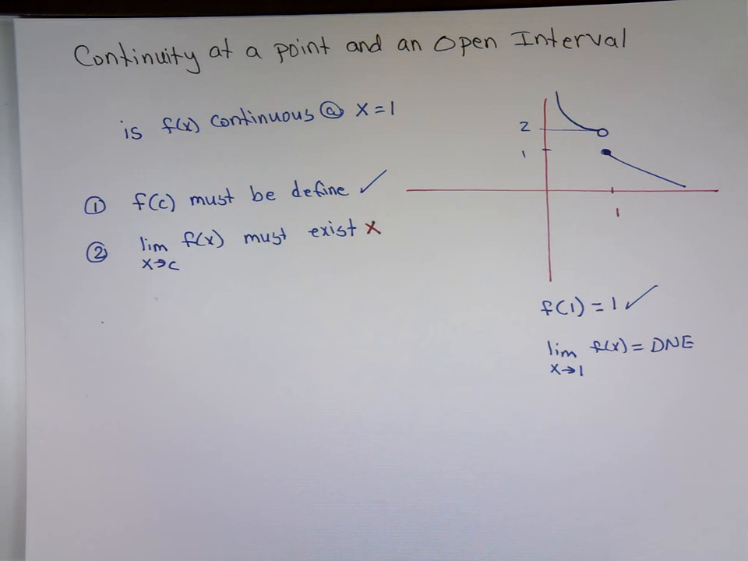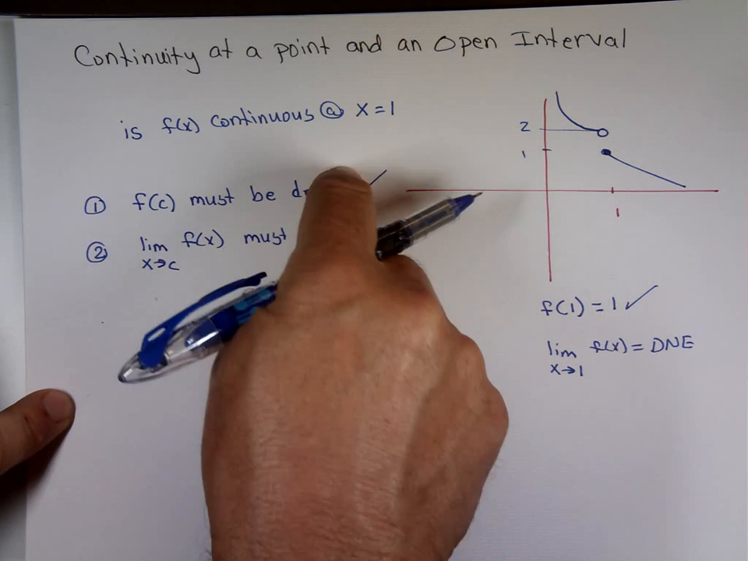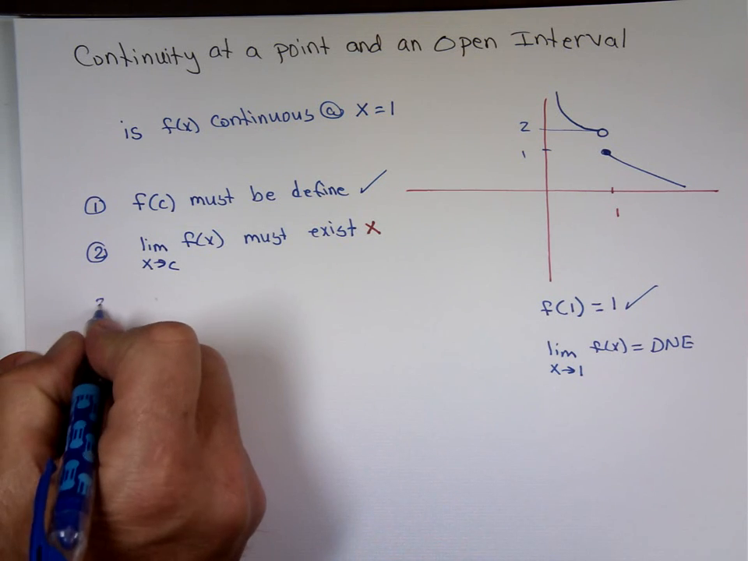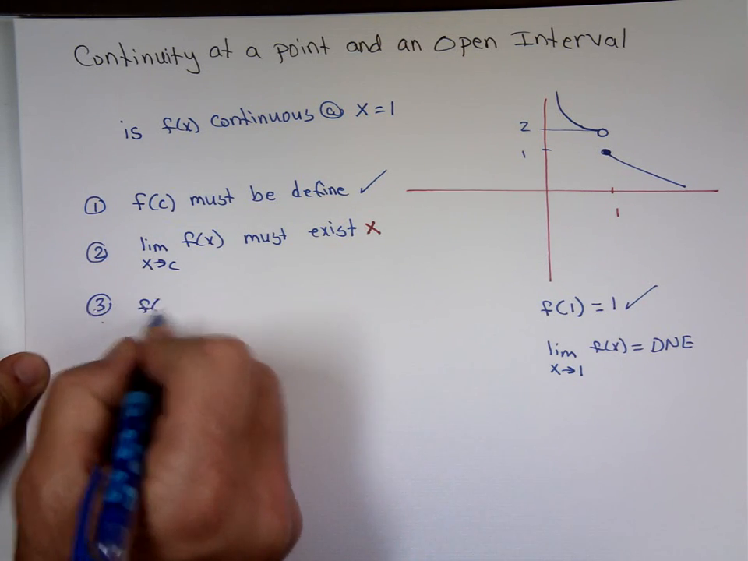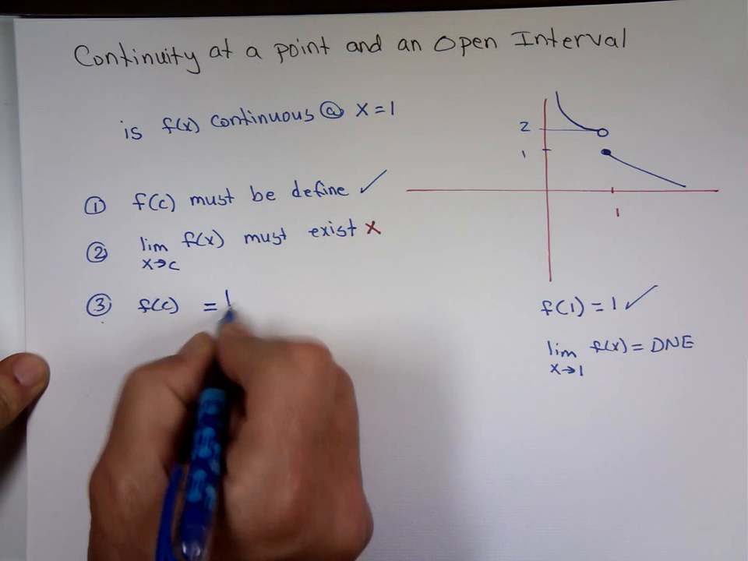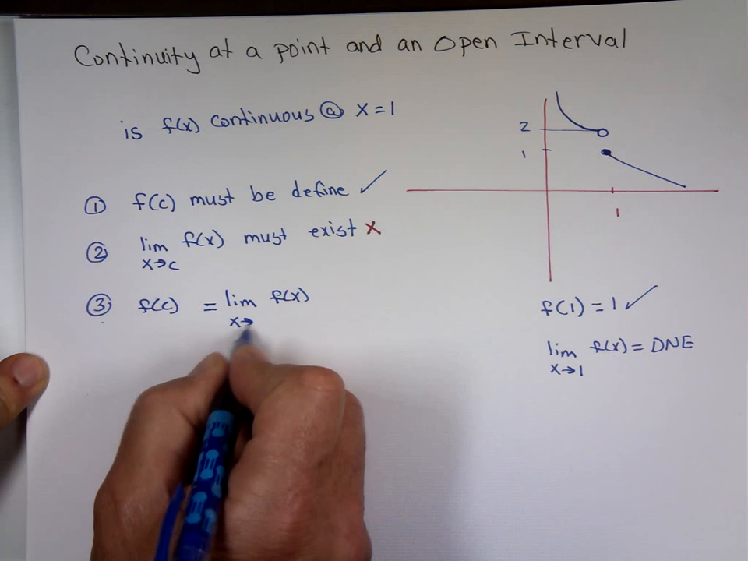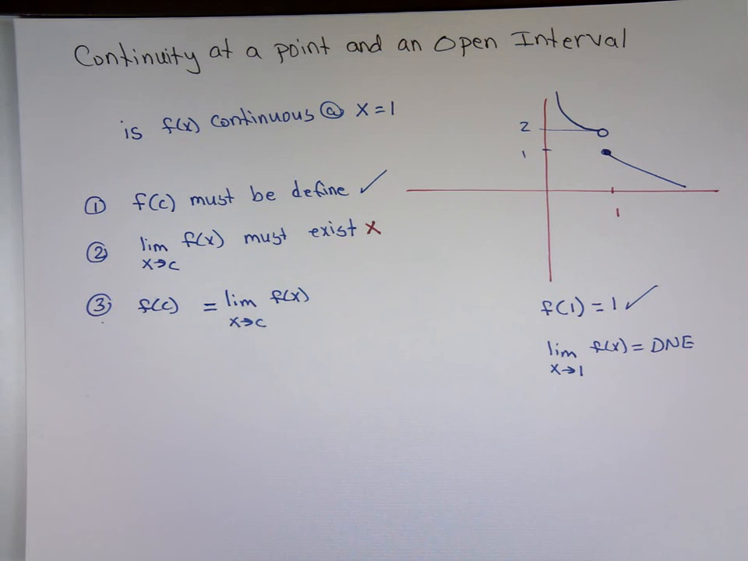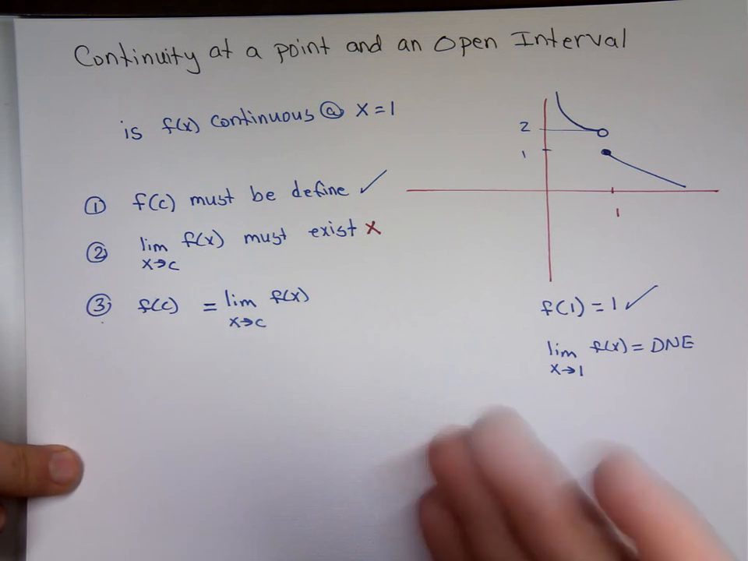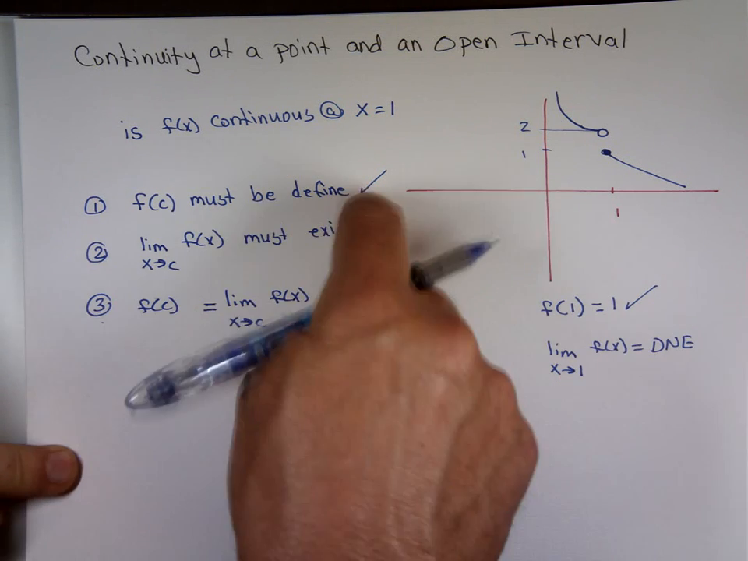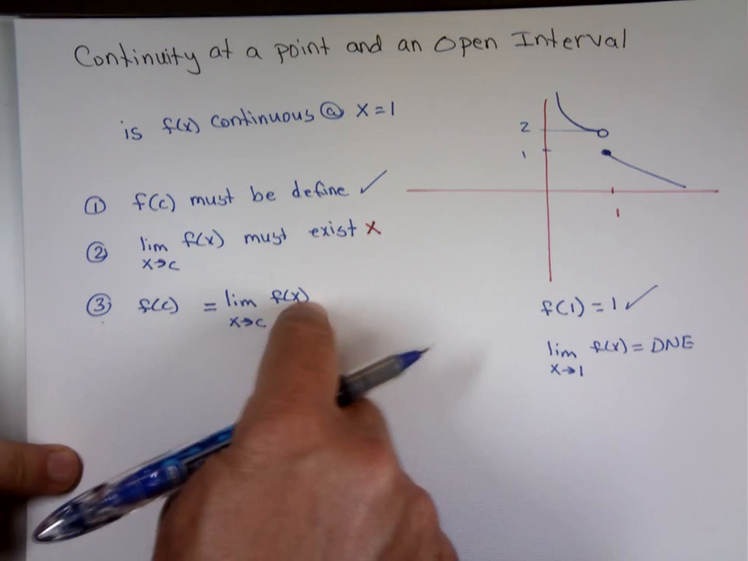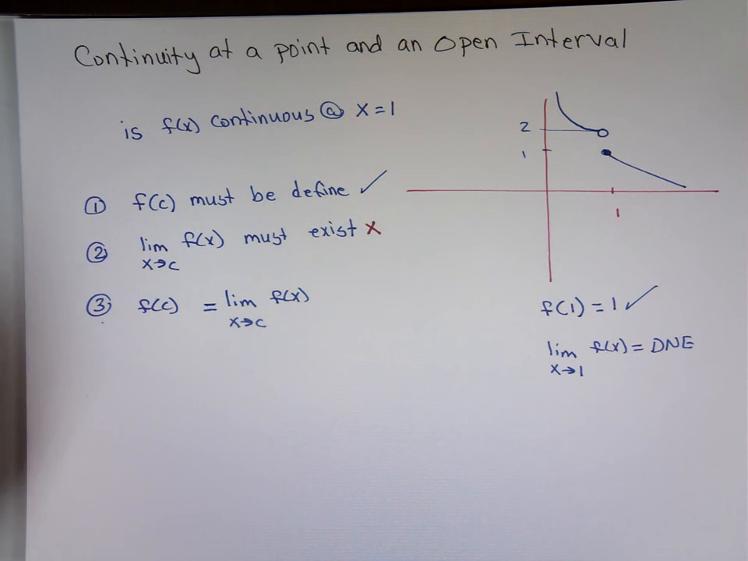And what was the other condition, the third one? To be continuous, the two answers for 1 and 2 must be the same. So f of c must equal the limit of the function as x approaches c. So these are the three conditions that you need to have for a function to be continuous. This must be yes, this must be yes, this must be yes. If one of them is no, stop right there, it's not continuous.